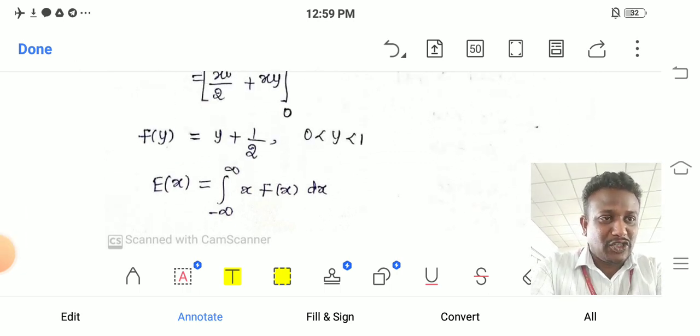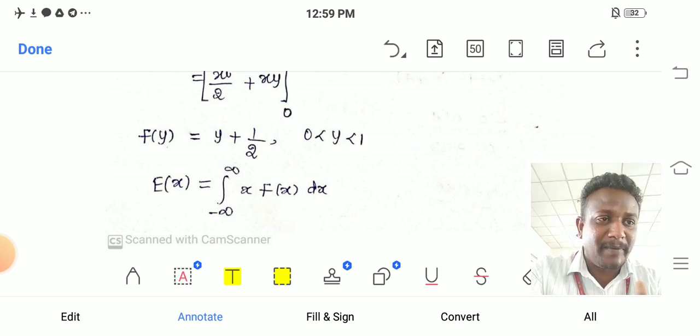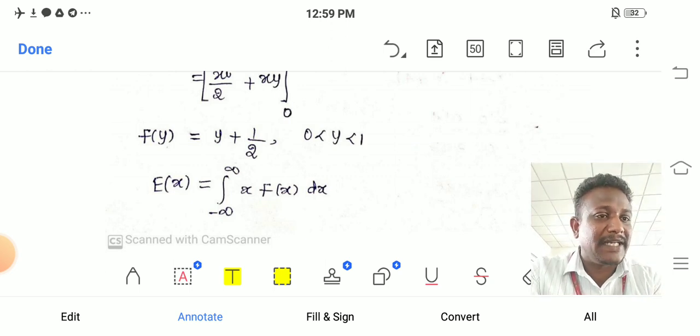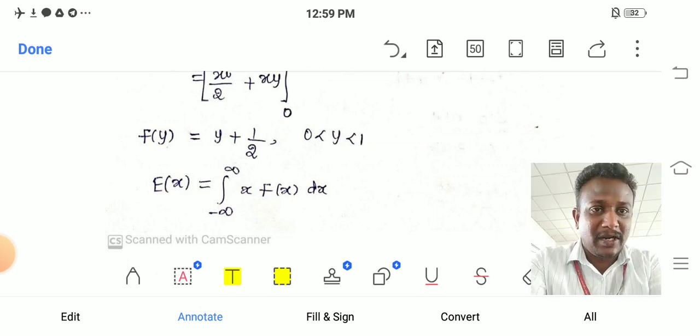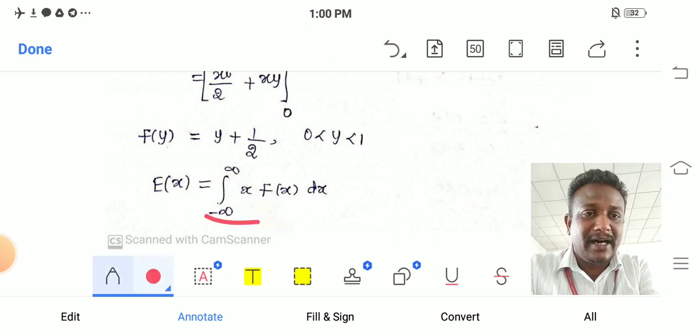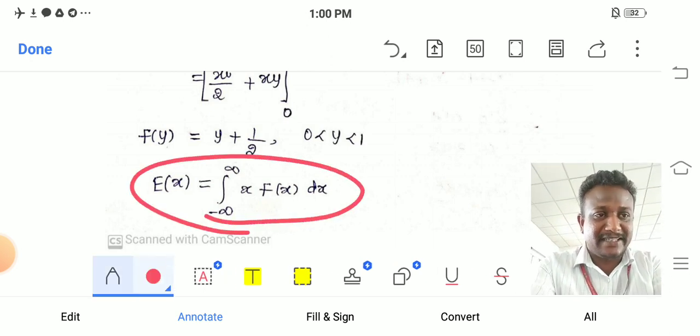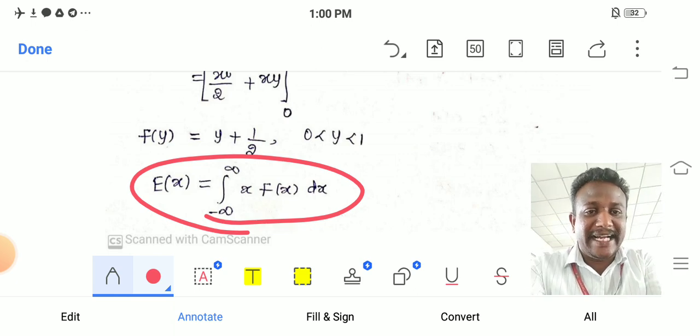So what is our next job? Once you have calculated the marginal distribution of x and y, your next job is to find the expectation of x first. So first write the expectation of x formula. If it is continuous type, then this is going to be your formula to find expectation of x: integral over minus infinity to plus infinity of x times f of x dx. This is your formula. So first write the formula.